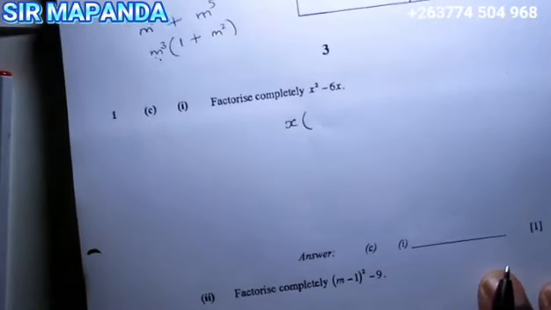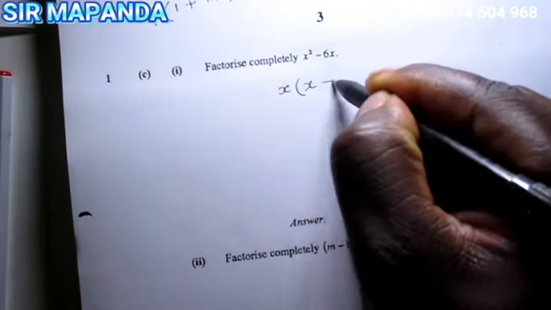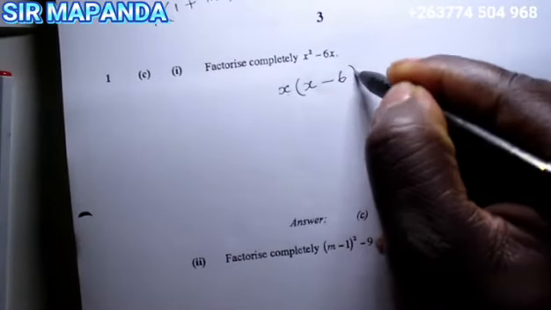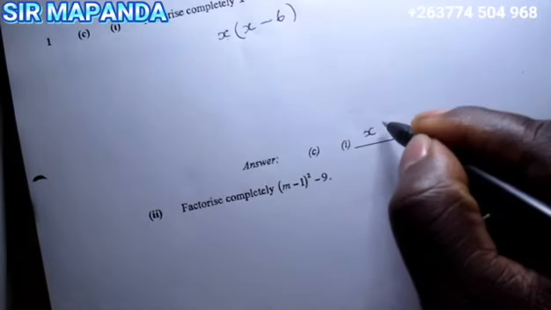I hope you are listening, class, right? So x into x squared, you get x. Then x and x cancel out each other, leaving you with 6. So your final answer is x open bracket x minus 6. Then you get yourself a single mark. So I'm going to write down my answer on this given space available.